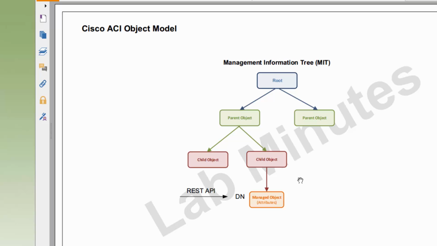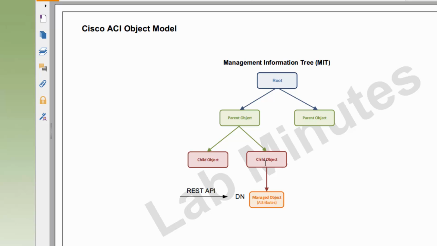To create or modify an object, you need to know where the object is located on the MIT. Every object has a unique distinguished name, or DN. And you'll see the term DN come up again and again. A DN is made up of a concatenation of object paths starting from the root. And you just trace it down to the object that you want. And that gives you the DN. So a DN is used to identify a very specific object in the MIT.